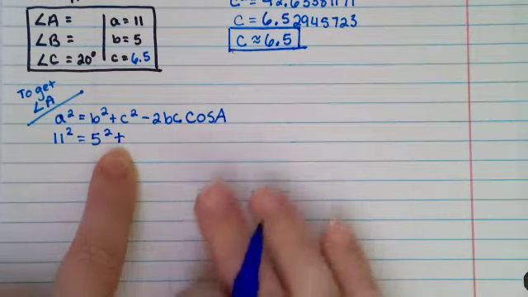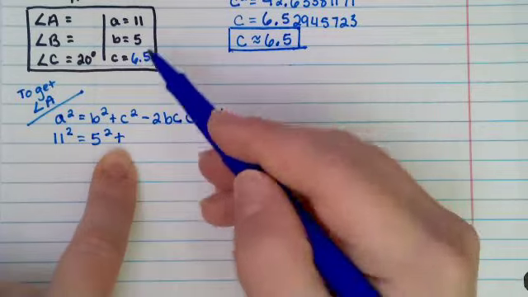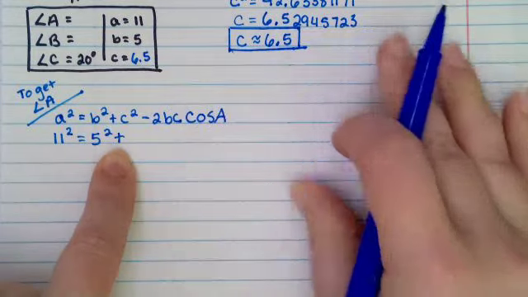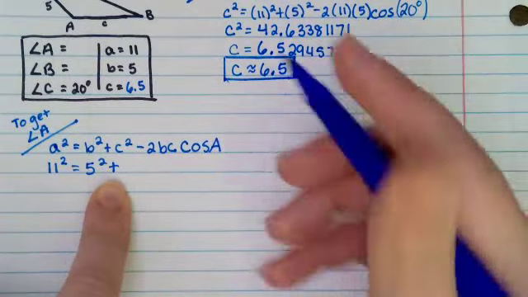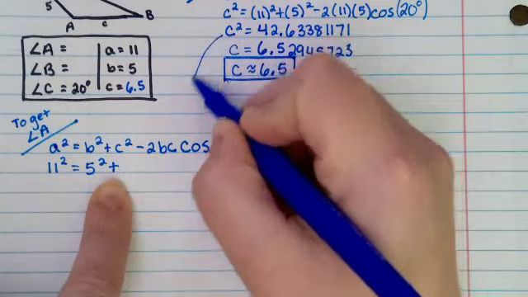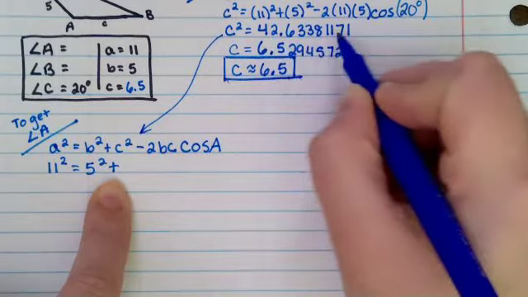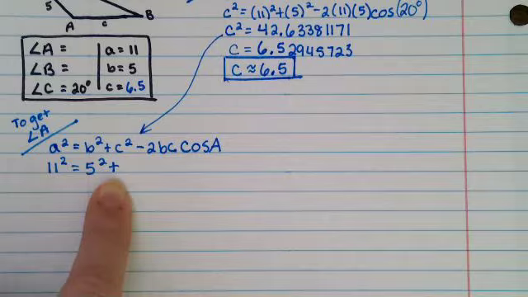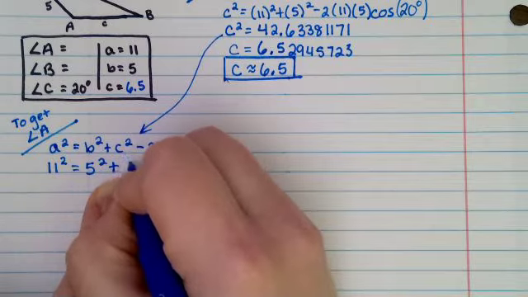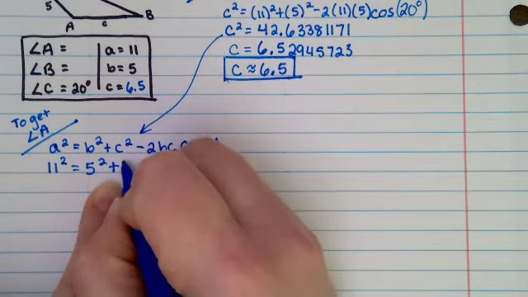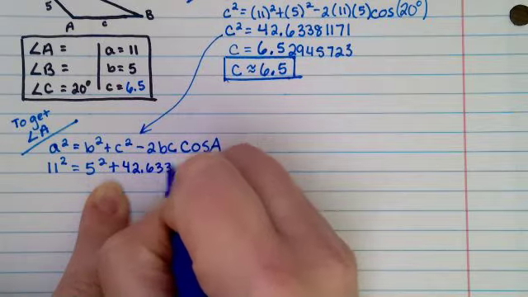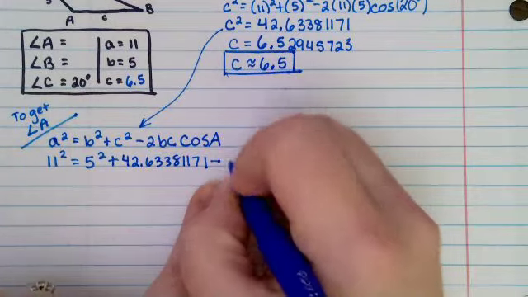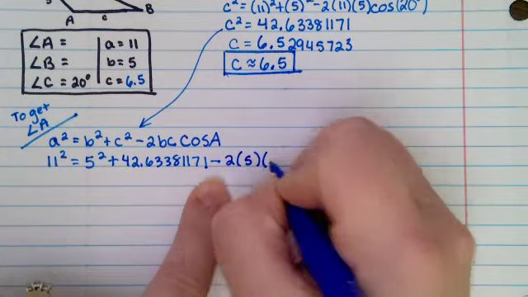And now here's something I want to watch out for. Remember what I said a minute ago. Rather than using 6.5 when I plug the C in, I need to use the thing that's going to be a little bit more precise. And I want you to look. If I'm plugging in a C squared, we actually have a number for C squared early in our problem. That's this 42.6338, that big long decimal. I can actually plug that in here in place of C squared. So I'm going to put that here. This is the 42.63381171. Then we're going to have minus 2 times B times C.